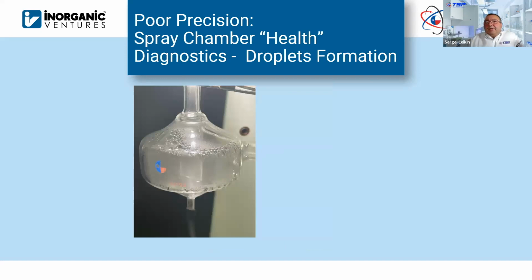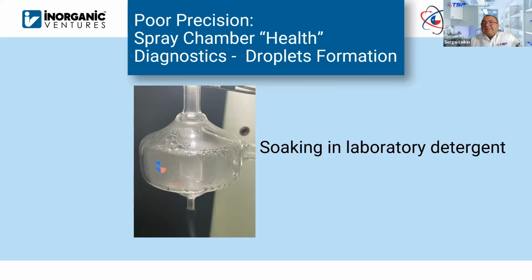Here is how the spray chamber looks if it's contaminated. You see what we call beading formation, or large droplet formation, on the top of the spray chamber. The way to address it is soaking in any lab detergent, as it may be some organic content there. It's like cleaning your dirty dishes, a similar approach.